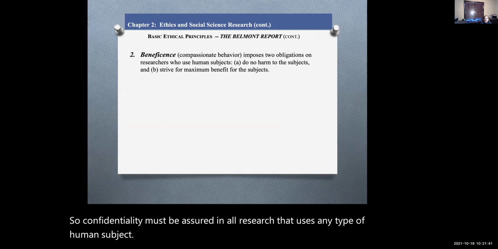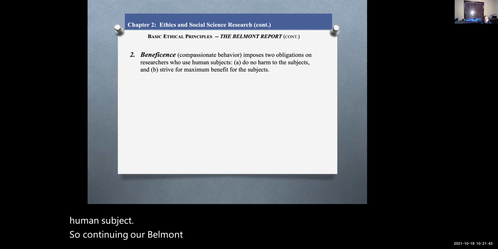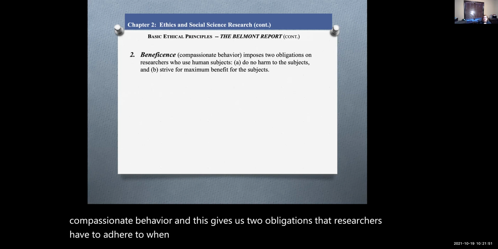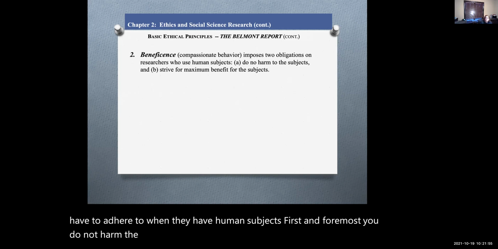So continuing our Belmont report, we have beneficence, right? And that's compassionate behavior. This gives us two obligations that researchers have to adhere to when they have human subjects. First and foremost, you do not harm the subjects. And second, you strive for the maximum benefit for that subject.